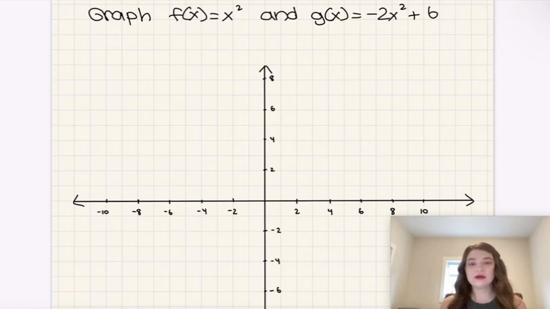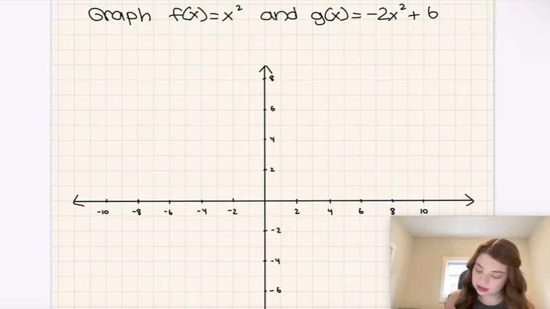Of x equals x squared, so our parent quadratic, and we're also going to graph g of x equals negative 2x squared plus 6. So previously we've done examples with negative 2x squared or with other coefficients like that, but we haven't really talked about how to deal with it when there's a plus 6 or something like that at the end, when there's a c value other than 0. So that's what we're going to talk about today.